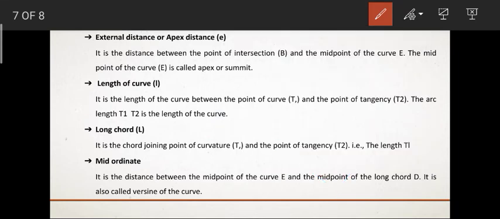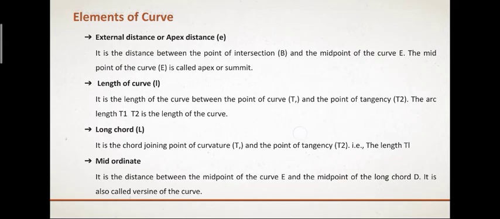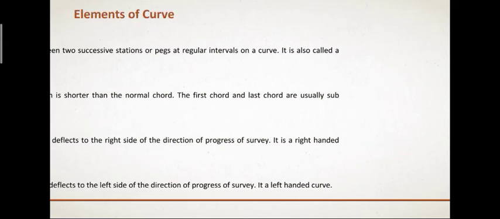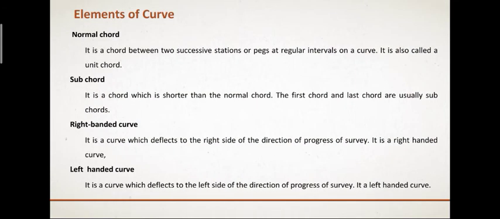Understanding what I am saying? So these are the elements of a curve. We will see more. Normal chord: it is a chord between two successive stations or pegs at regular intervals. It is called the unit chord. Subchord is shorter than the normal chord. Mostly the first and the last chords are the subchords.